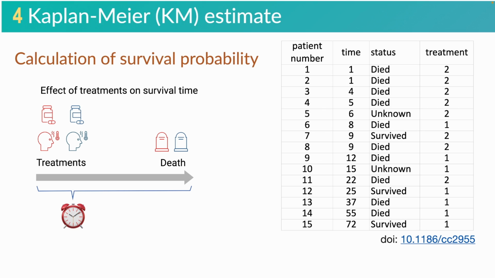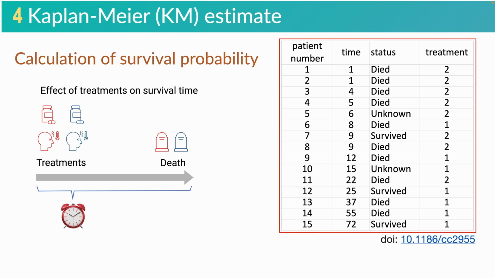The KM curve is a survival probability curve. So, first of all, we will calculate the survival probability through an example. This example investigates the effect of two treatments on the survival time of a group of patients with a disease.